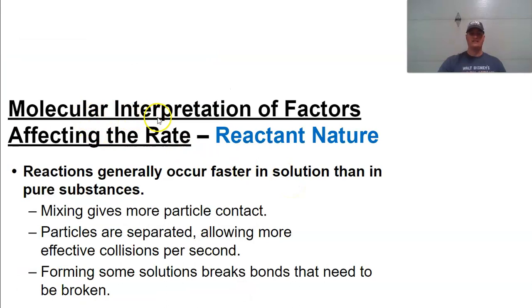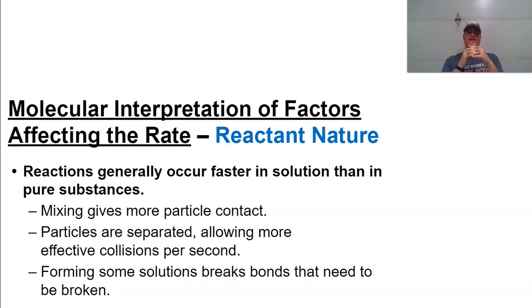So there are some ideas of interpreting the factors affecting the rate. Again, we come back to the reactant nature. Things will often occur much faster in solution than in pure substances. So we have, for example, two ionic compounds that are solids. If you mix them together and they are meant to react, such as two soluble compounds like sodium chloride and silver nitrate, in their powder form they will react to make silver chloride, a new precipitate.